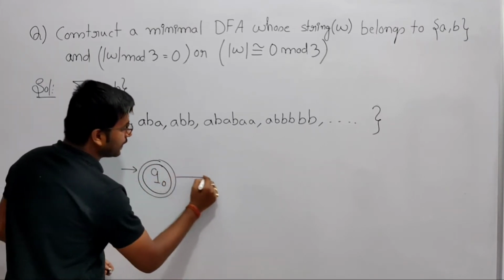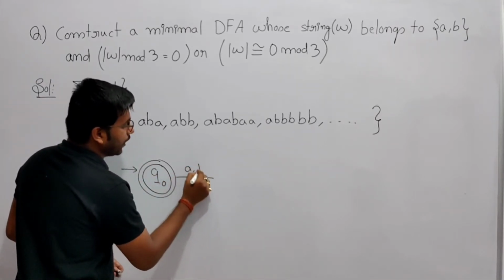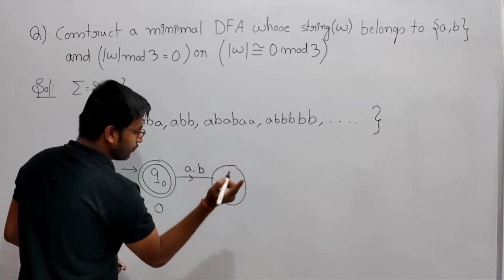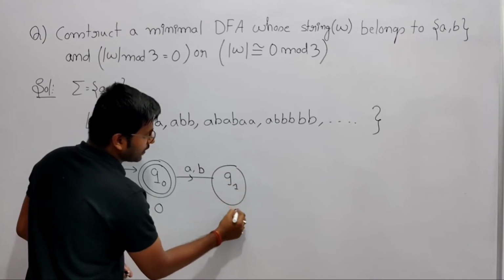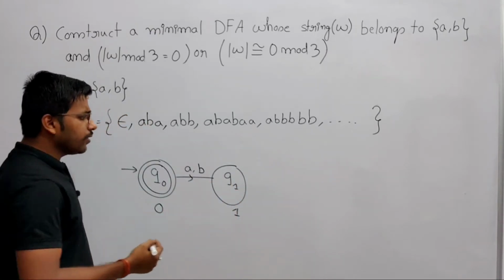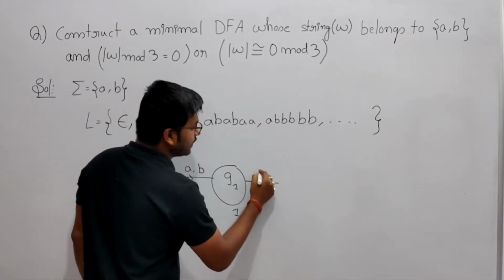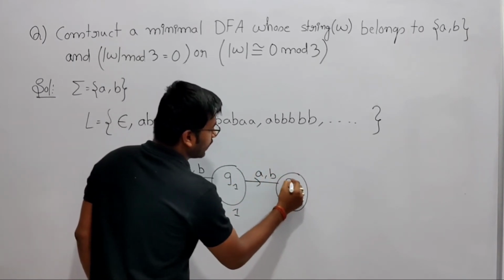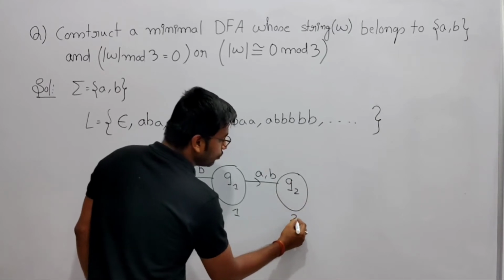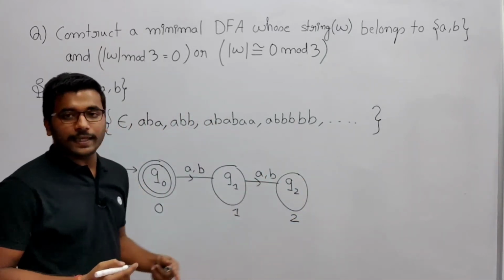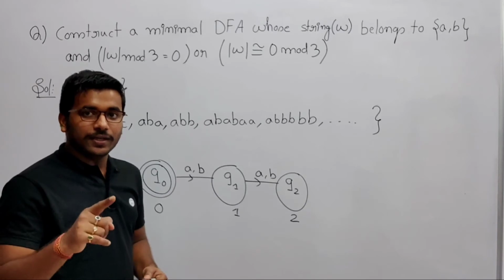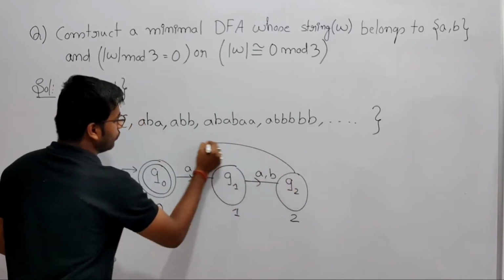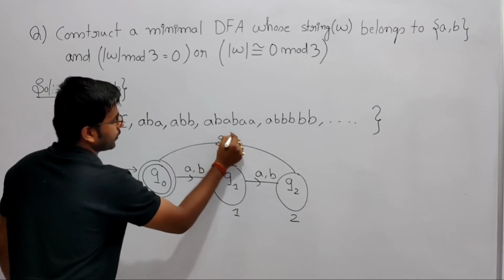Now by getting either a or b, length will become 1, so I am making this state Q1. Now again by getting a or b, length will become 2 and the remainder is 2. So I am naming this state Q2, which indicates that the remainder is 2. Now again by getting a or b, length will become 3. When you divide by 3, you will get remainder 0. So Q2 will go to Q0 by getting a or b.